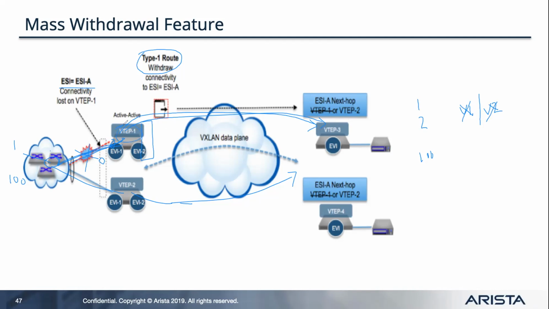So instead of doing that, as soon as this link goes down, what will happen? Traffic will start flowing through this VTAP 2. So VTAP 2 will learn this MAC locally. All these MACs will be learned locally on VTAP 2.